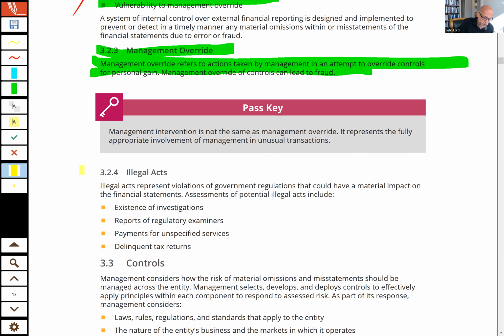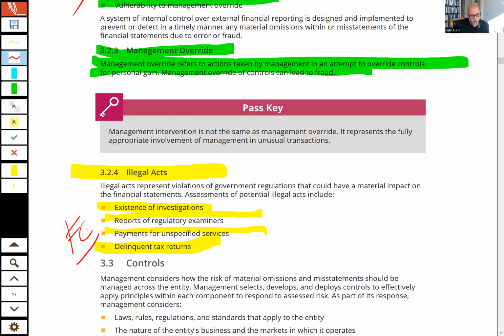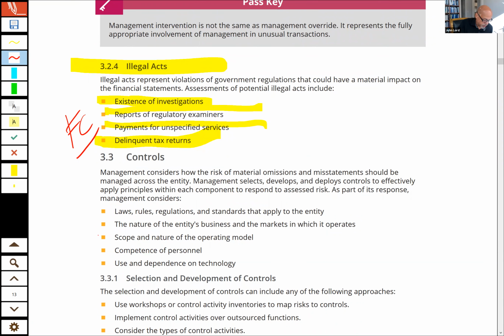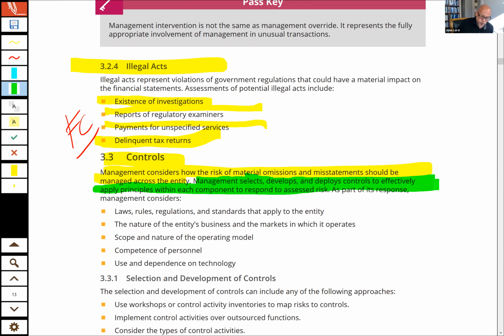We also, of course, want to be in compliance with laws. And so for illegal acts, if there's investigations going on, reports of regulatory examinations, delinquent tax returns, all of these would be indications, obviously, that there've been some illegal acts. But flashcard illegal acts and fraud, these are the areas that are a major concern. And so we'd want to make sure that we're flashcarding indicators of those problems. Okay, now management considers how risk of omissions and misstatements could be managed across the entity. And then management, again, we're looking at this from the standpoint of management, even though from the auditing discussion, you're probably having some deja vu, but management selects and deploys controls to effectively apply principles within each component to respond.